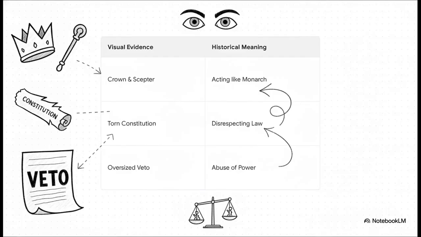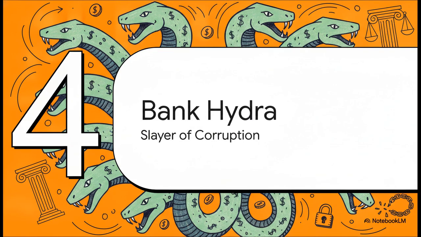Now, what's really interesting about this is how perfectly the visual evidence maps to the historical meaning here. The artist uses a crown and scepter to say Jackson is acting like a monarch. There's a torn constitution under his feet, suggesting he's disrespecting the law. And he's holding an oversized veto paper, which is the artist's way of arguing that Jackson is abusing his executive power. Now remember, we aren't taking sides here. We are just neutrally decoding the artist's very specific, very sharp critique. Let's look at another one.